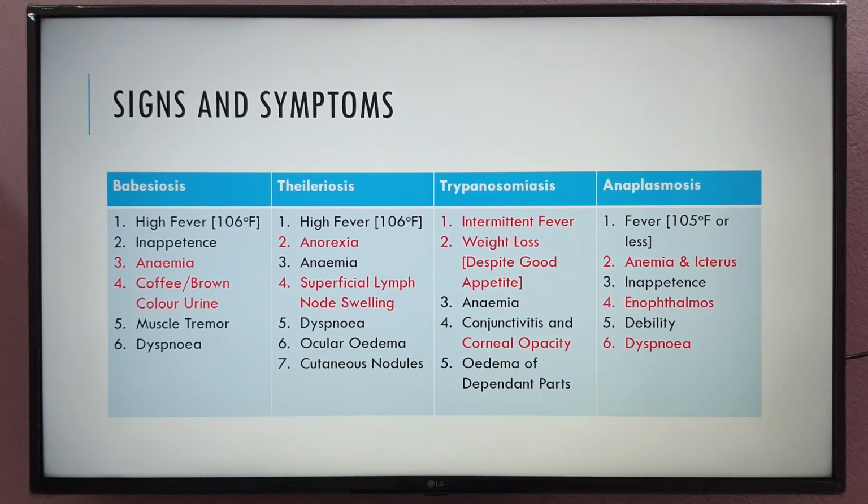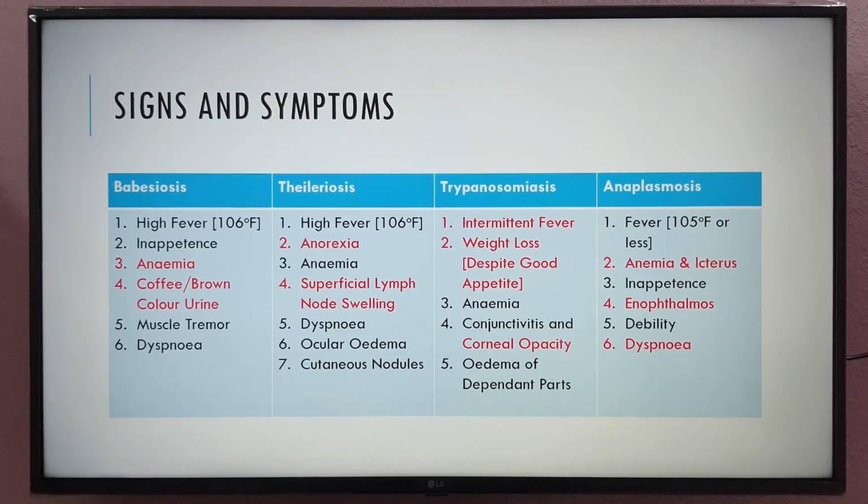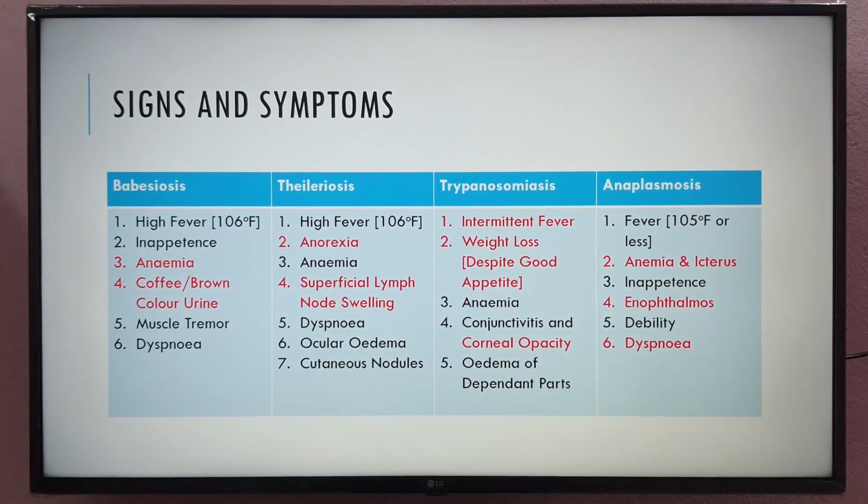Next, fifth point, edema of dependent parts. There will be some mandibular edema, brisket edema, okay, dependent parts. Now coming to anaplasmosis, you will find fever, but it won't exceed 105 degrees Fahrenheit. So this can be differentiated from other hemoprotozoan diseases. There will be anemia and icterus. You see, jaundice is most characteristic in case of anaplasmosis. I was in charge of a district diagnostic laboratory, where I found that in most anaplasmosis cases the hemoglobin is less than 4. In that case there will be development of jaundice.